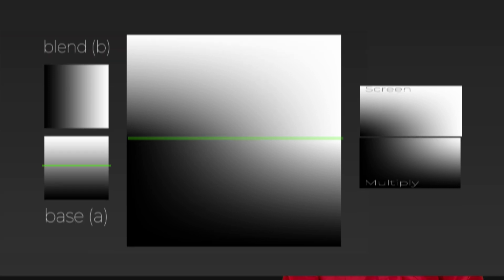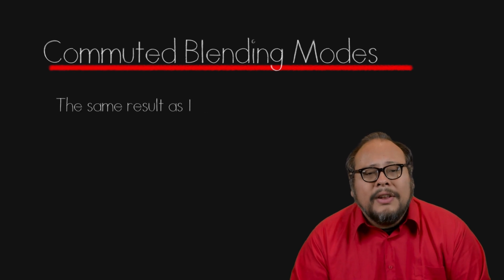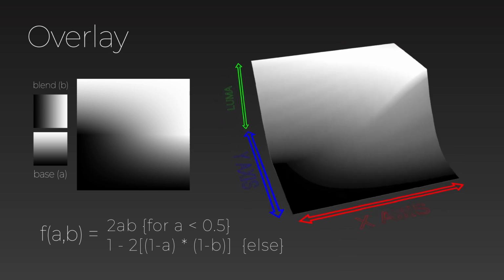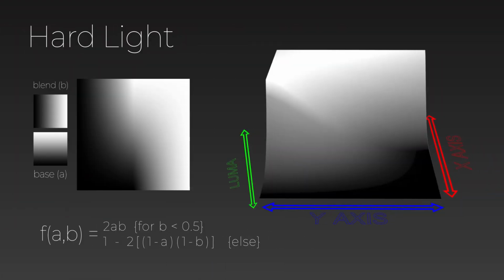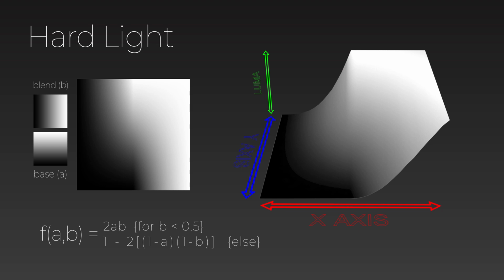Overlay is what's called a commuted blending mode. Commuted blending modes are modes that are related to each other based on the order of the layers. Overlay is a commuted blending mode to hard light. Here you see hard light has the same math, only instead of using the base layer, it uses the blend layer as a reference for middle gray. The difference in our gradient sample is the middle gray line runs vertically.